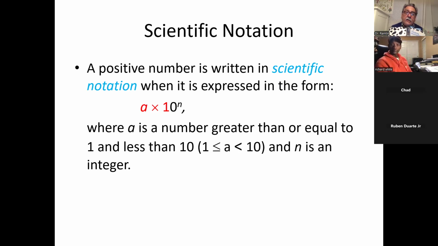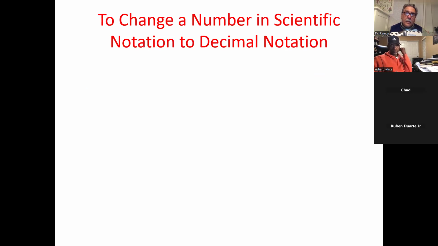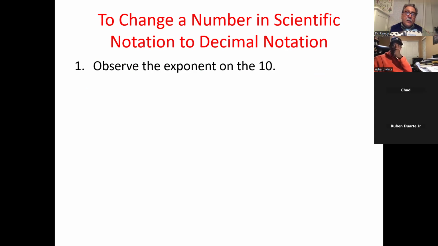What we have is called scientific notation. You can write a positive number in scientific notation. In scientific notation, a is any number greater than or equal to 1 and less than 10, times 10 to the power of n, and n is an integer.